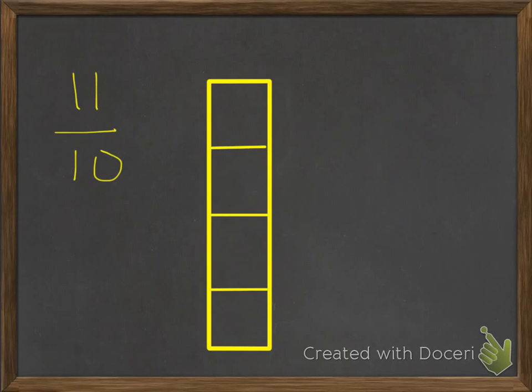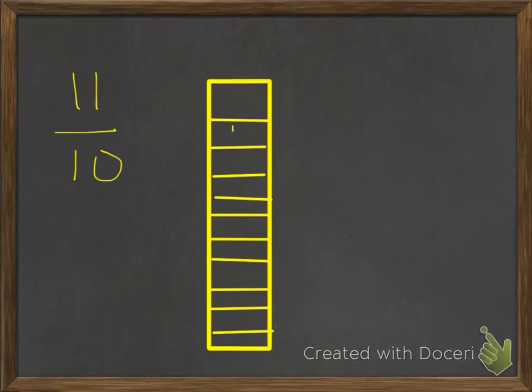What do we got there? 4. These are not the most equal. Let me see how many we got. 1, 2, 3, 4, 5, 6, 7, 8, 9, 10, 11. Okay. So, in order for this to be one whole, I'd have to have 10 of these. That's what the bottom number tells me.